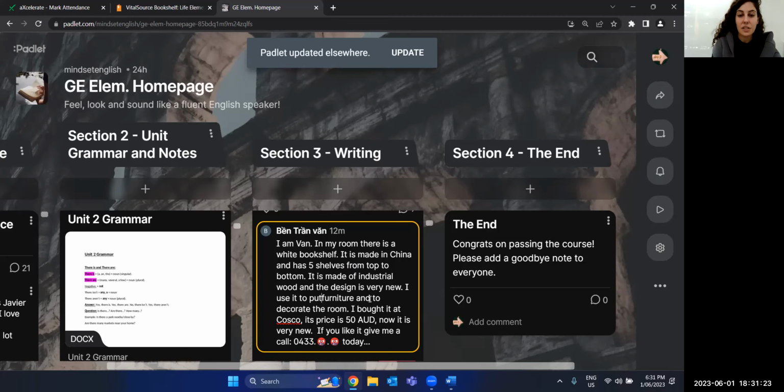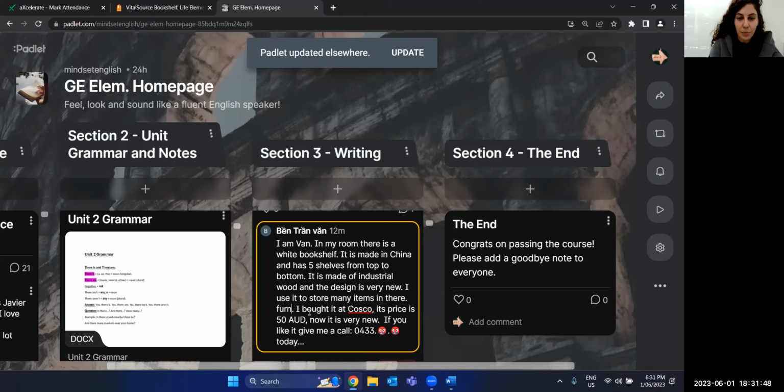I use it to put many items in there. I use it to store. Yeah, we can say store or put. And to decorate the room, and to look nice in the room. I think just what you use it for.